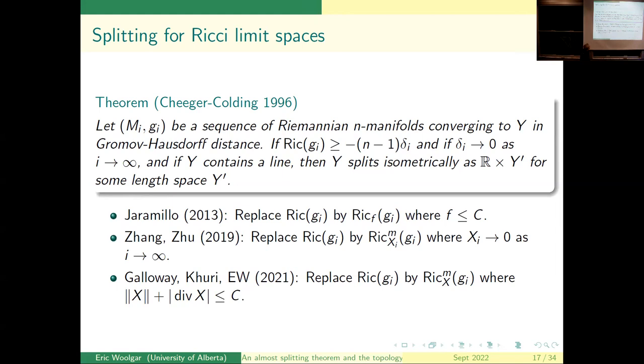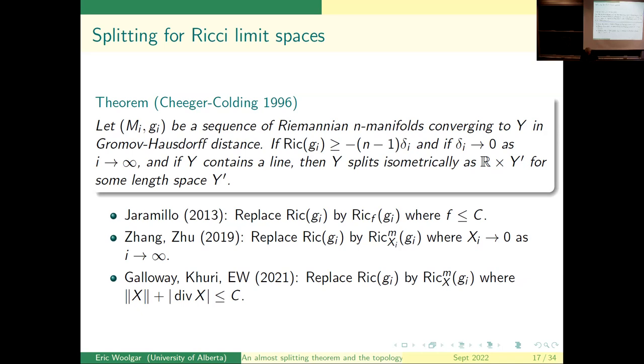This was the subject of a PhD student, Maria Jaramillo, student of Guofang Wei, I think, back in 2013, for the case of gradient vector field. Jiang Zhu and someone else did it in the Bakry-Emery case where along the sequence, X vanished. And so we had to do it in the case where X does not vanish. We don't need to take this to zero anymore, but we need boundedness, which we're always going to get on a compact manifold. So we're safe there. Galloway, Curry, and myself.